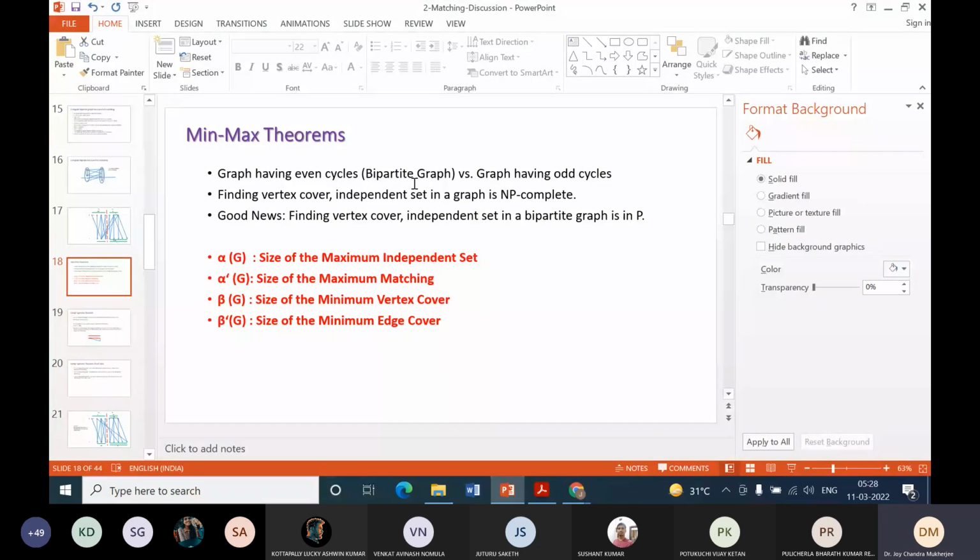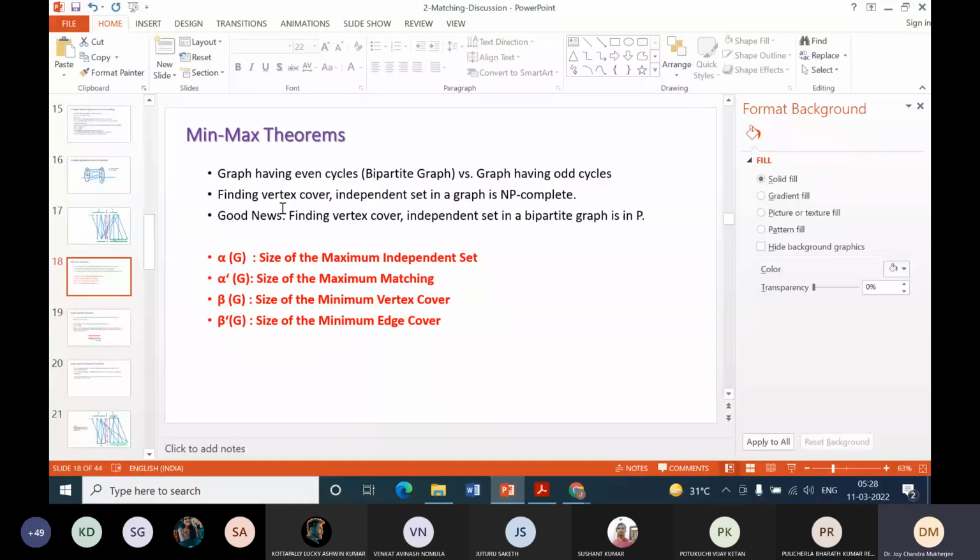We know that finding a vertex cover or independent set in a graph is an NP-complete problem. Now, when people find NP-complete problems, they try to devise algorithms, which may be approximate algorithms. Another approach: for a general class of graph, vertex cover and independent set is an NP-complete problem, but for a subset like bipartite graphs, it is in P. So there is a polynomial algorithm, which is good news.